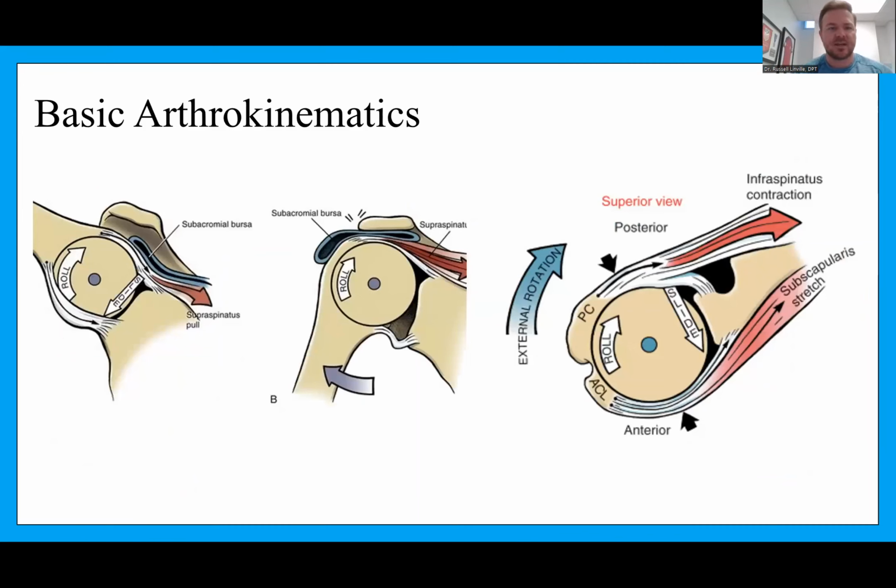So what are arthrokinematics? Arthrokinematics is actually the movements that are occurring within the joint, and arthro means joint, right? So what are the joint mechanics? We know what the bone looks like it's doing, but how about the actual surfaces of the bone? And so if you look at the picture on the left, this is kind of a PT school concept.